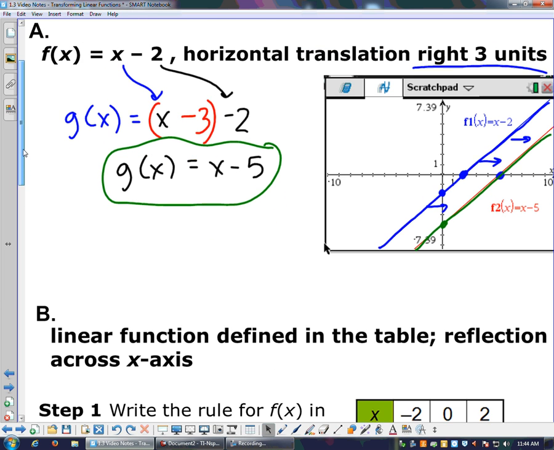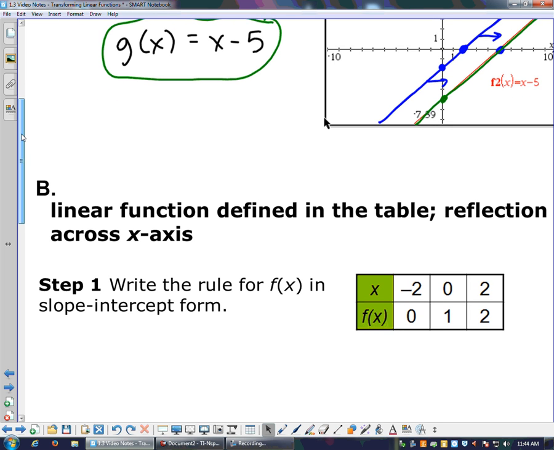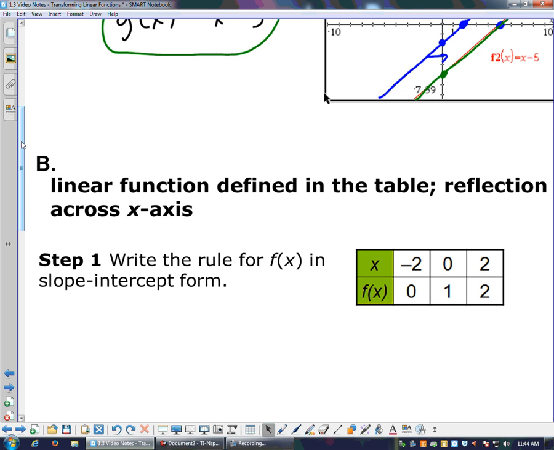Let's try another example of doing that. This time we're going to have to actually come up with our f of x equation ourselves, and then we'll do the transformation. So for this one, we have a linear function that's defined in the table, and we want to reflect it across the x-axis.